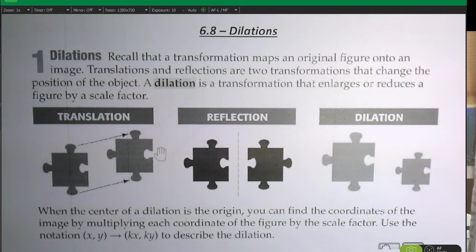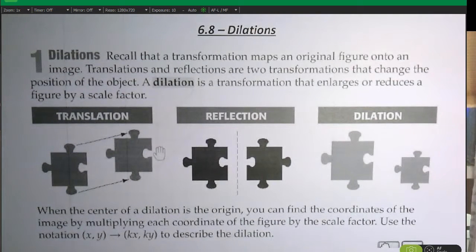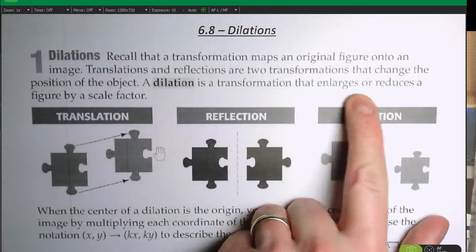Okay, so here's the supplemental video for section 6.8, dilations. We've talked about transformations before in pre-algebra. We did reflection, translations a little bit earlier. Now we're going to talk about dilations. And what a dilation is, it's something that expands or contracts, or makes it bigger or smaller, or enlarges, reduces.